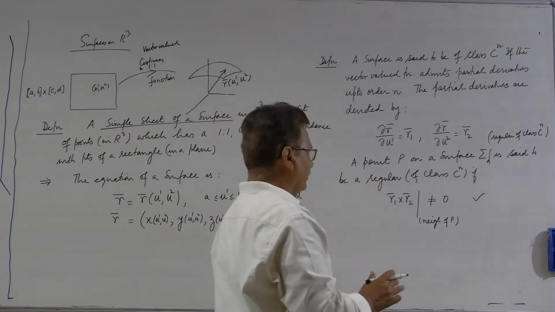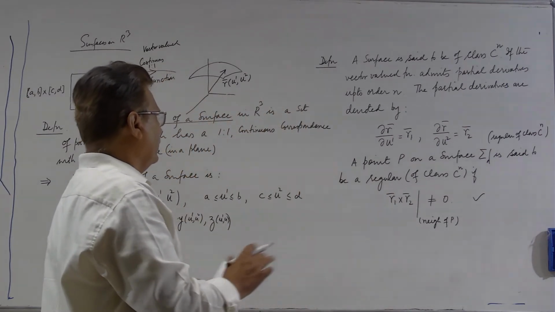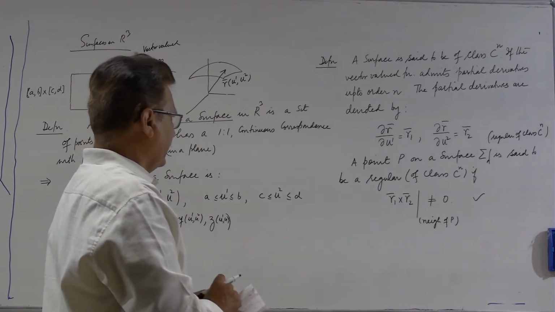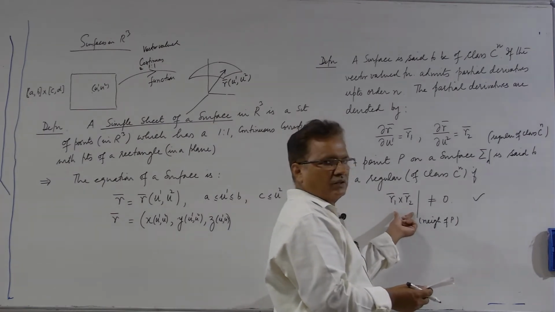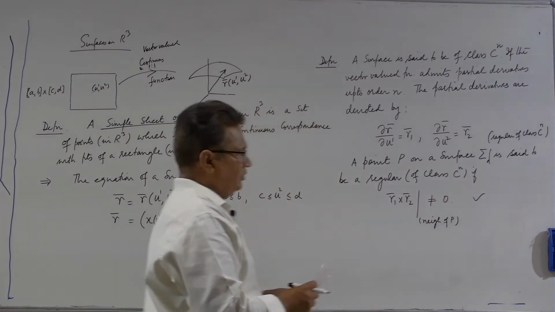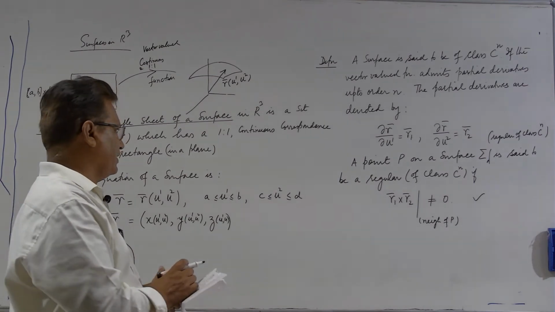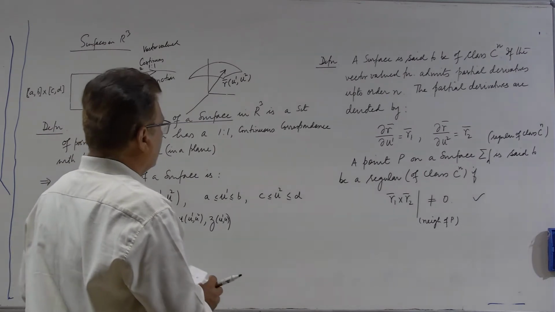So, for regularity of the surface, we will be assuming that all partial derivatives up to order n exist, and the cross product of the basic tangent vectors r1 cross r2 is non-zero. If this happens at every point, we will say the surface is regular.